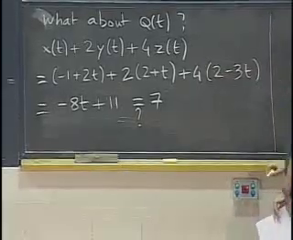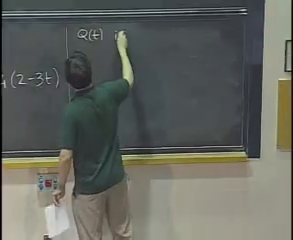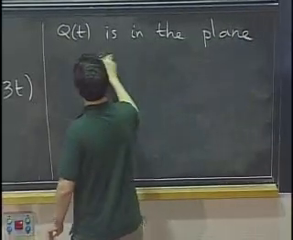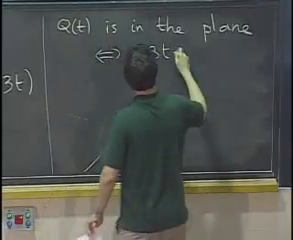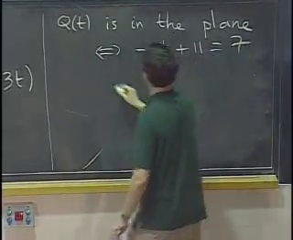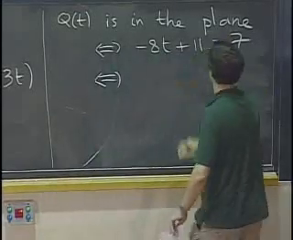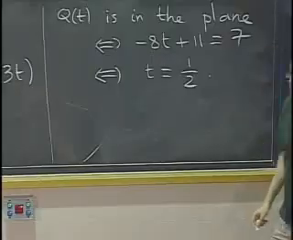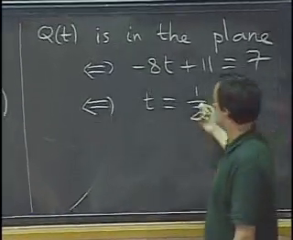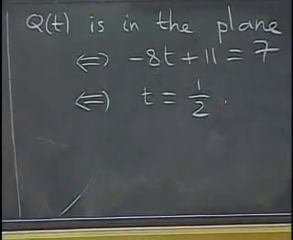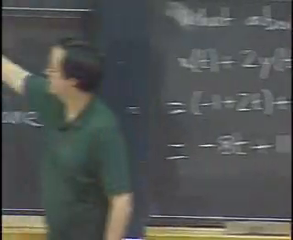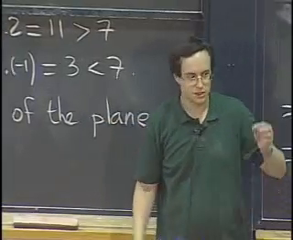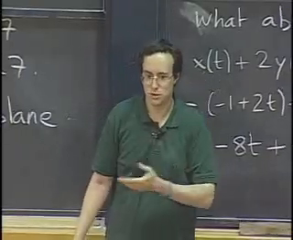Well, so Q of t is in the plane exactly when -8t + 11 = 7. And if you manipulate this, you will get t = 1/2. Okay. In fact, that's not very surprising. If you look at these values, 11 and 3, you see that 7 is actually right in between. It's the average of these two numbers. So it would make sense that it's halfway in between Q0 and Q1 that we will get 7.